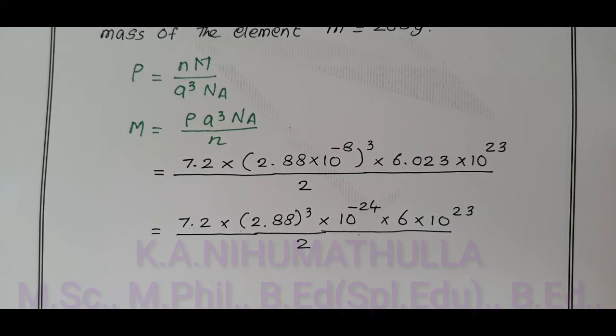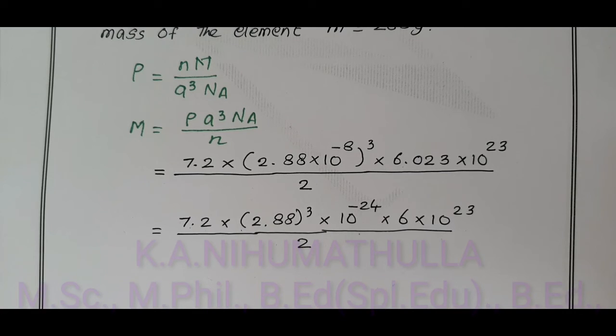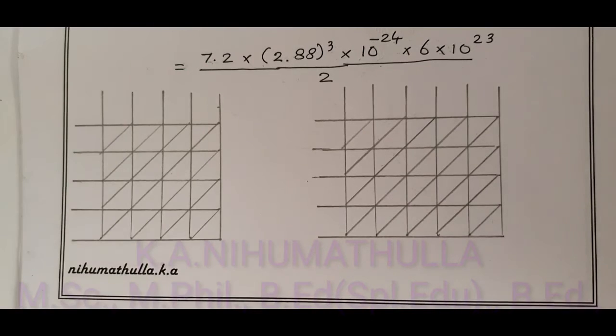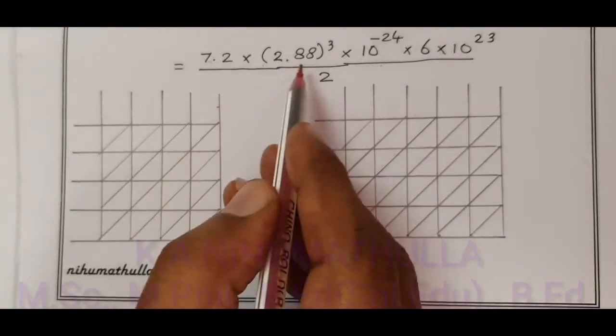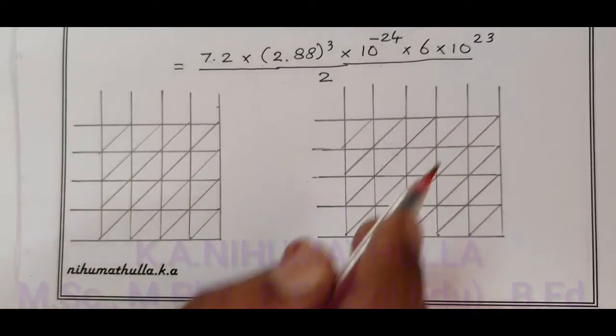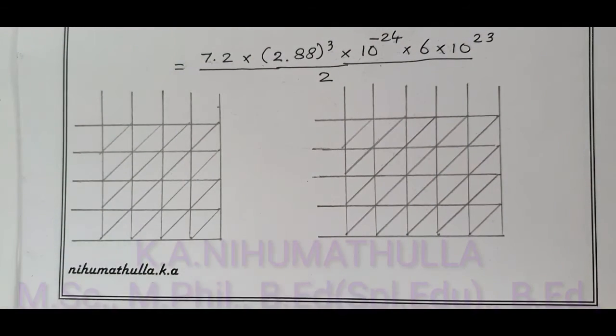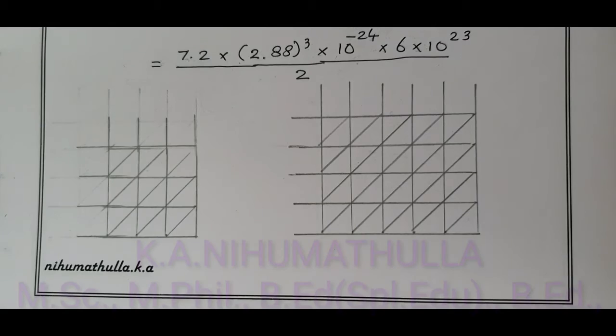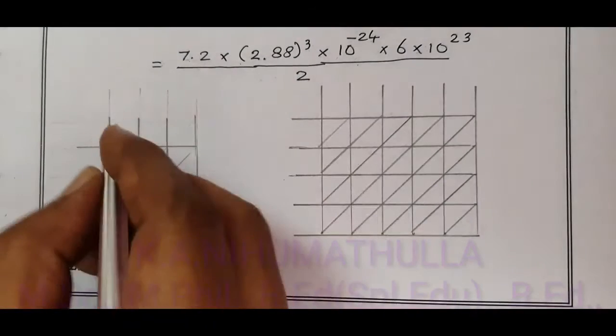It is an easy method. I have solved the cube in many problems. Now we are going to solve 2.88 cube. First we have to calculate the square value, then the cube value. 288, we have only 3 digits. So our value is 288.